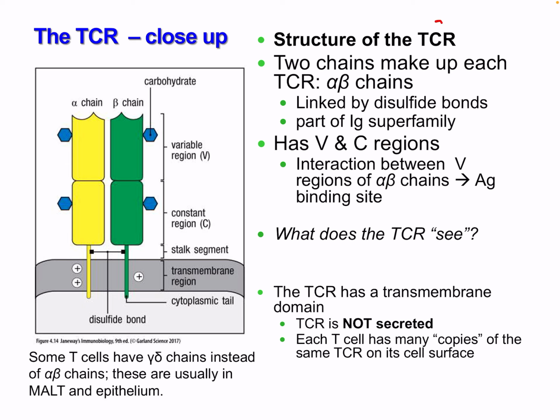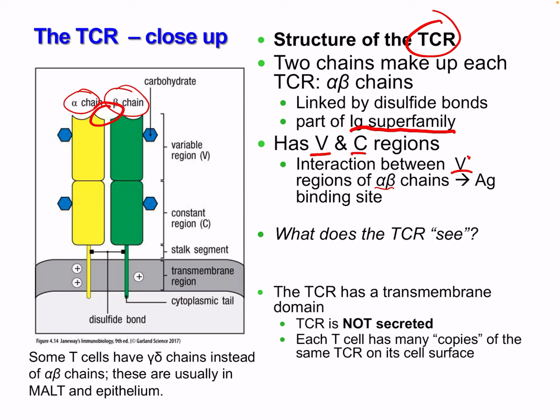So, structure of the T cell receptor. There are 2 chains which make up the T cell receptor. Like we said, the alpha and beta chain, which are linked by disulfide bonds and are part of the immunoglobulin superfamily. It has variable and constant regions, and the interaction between the variable regions of the alpha and beta chains is where the antigen binding site occurs.